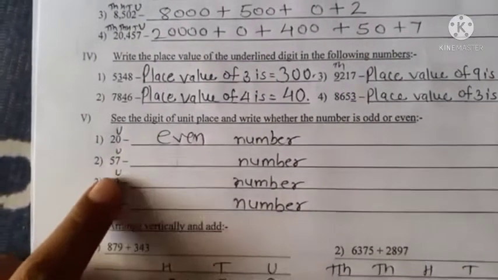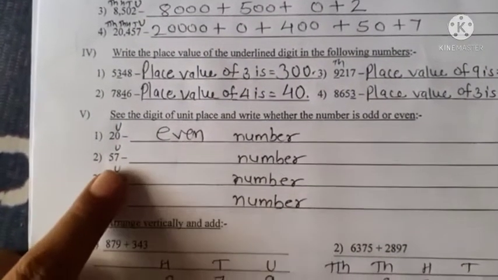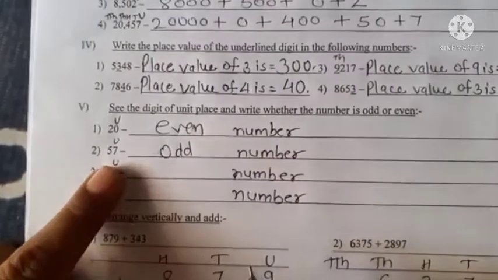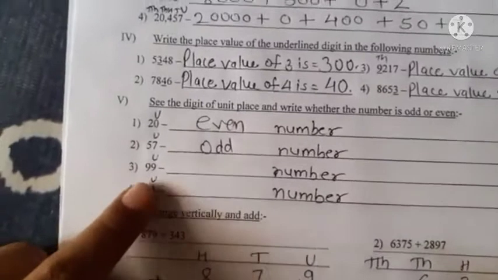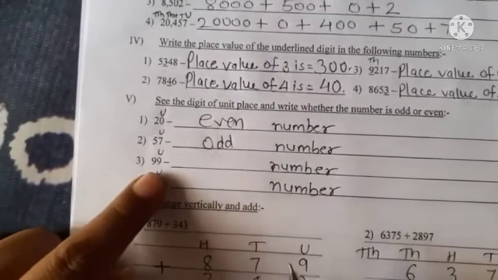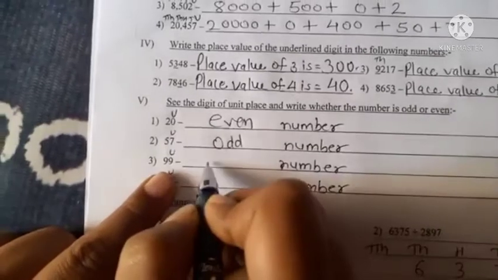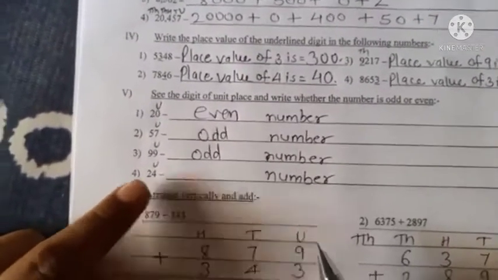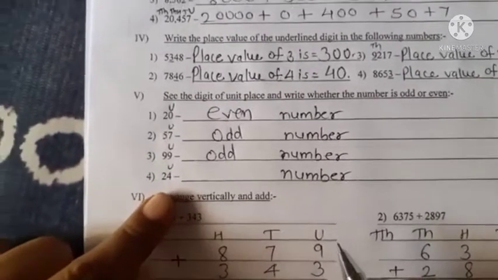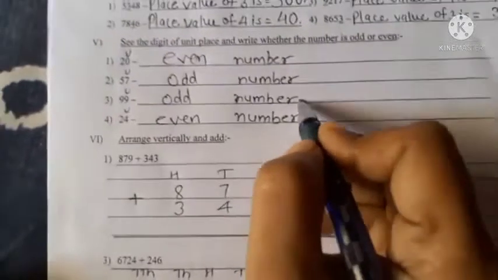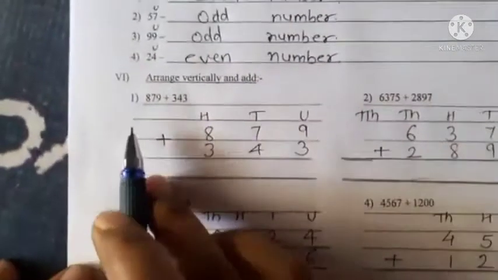Now second number 57. 7 is in unit place and 7 is an odd number. So here the answer is odd number. Now third question 9 is in unit place. So 9 is an odd number. Okay. So here we will write the answer odd number. Now 24. Fourth number 4 is in unit place. So this is even number. Clear students? Yes. Now we will do question number 6.